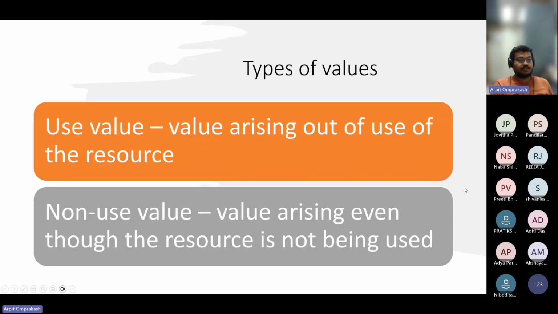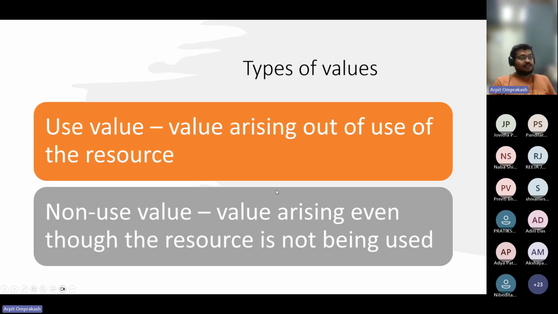So basically, there are two types of values I was saying, use value and non-use value. Use value is the value that arises out of use of the resource. So let's say you're going to a forest and you are cutting trees to get firewood. So you're using trees, or using the resource, to get some value out of it. You're generating fire, or you're using that firewood to cook and all that. Right.